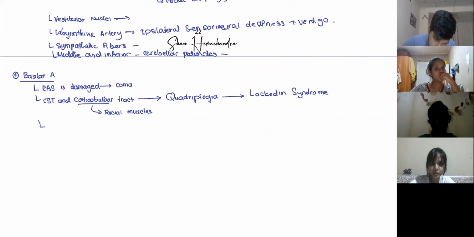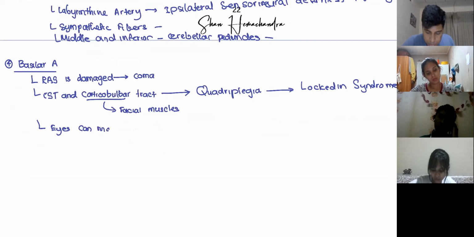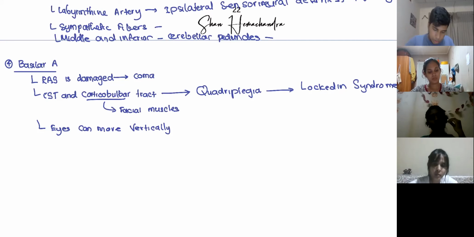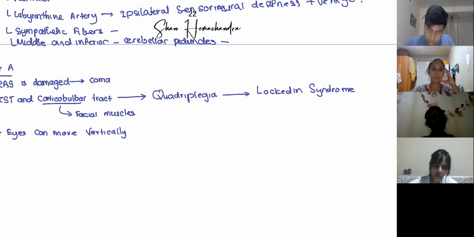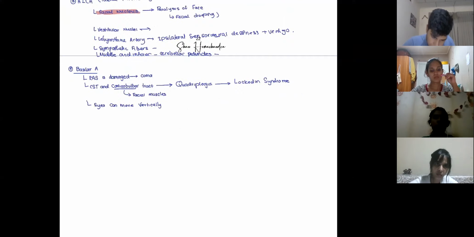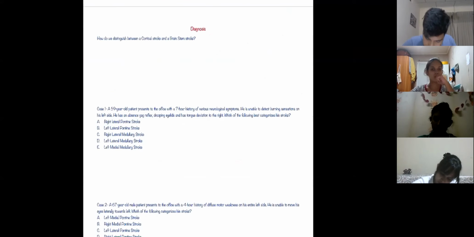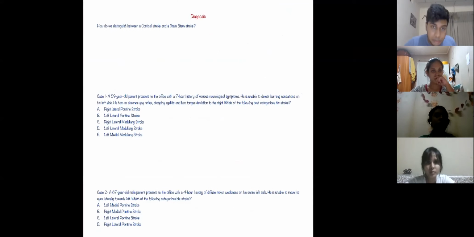Okay? He can move his eyes vertically, not side to side. Remember, basilar artery is the big one. Okay, and we have now finished the main things. Now it will be really fast. It will take me like 10 minutes to finish this whole thing.